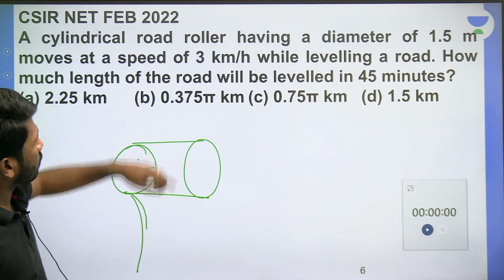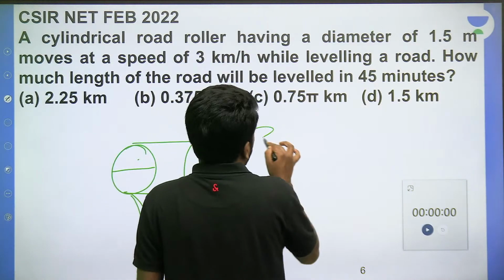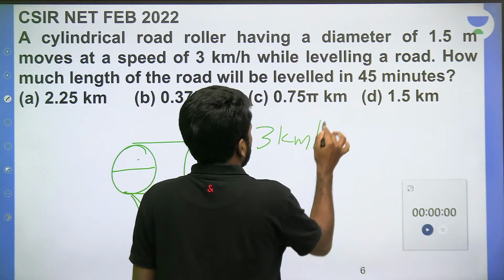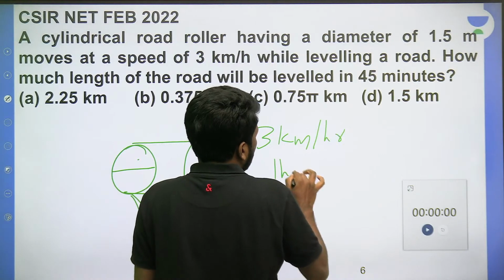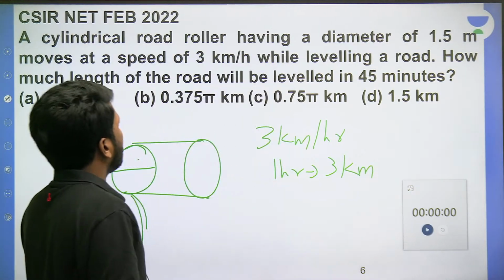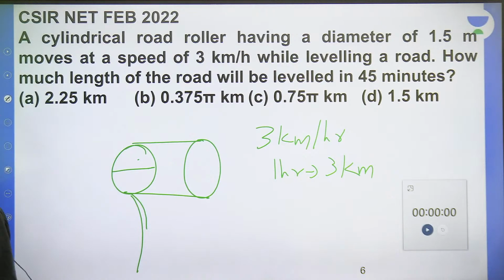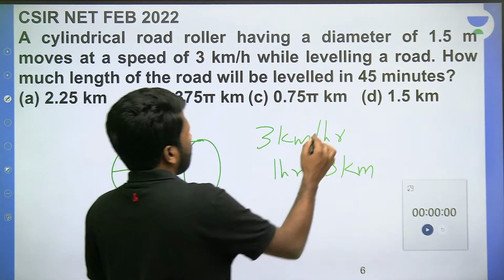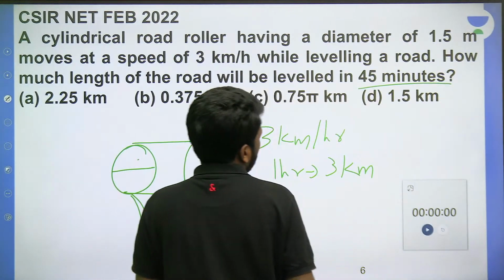And it moves at a speed of 3 km per hour. 3 km per hour itself finishes the question. 3 km per hour means 1 hour दिया तो 3 km rod level कर सकता है. लेकिन हमें कितना आवर दे रहा है? 45 minutes दे रहा है.